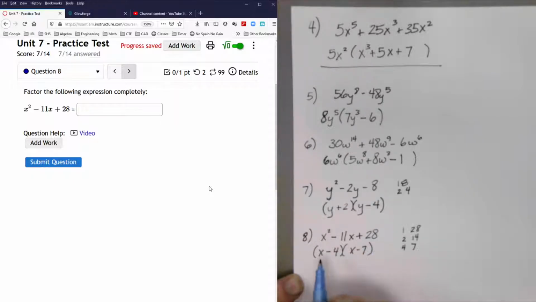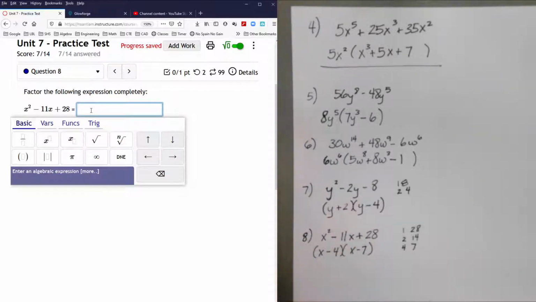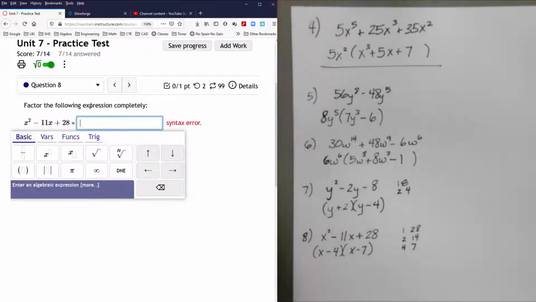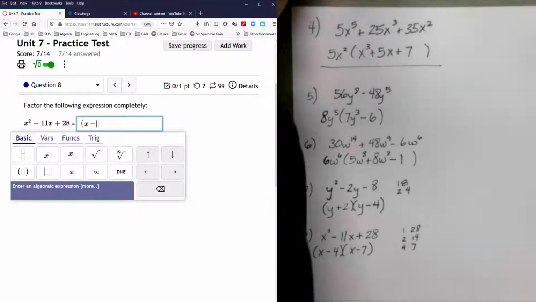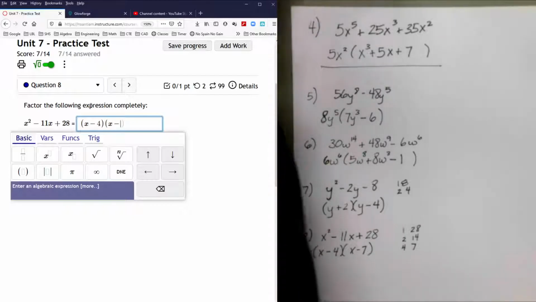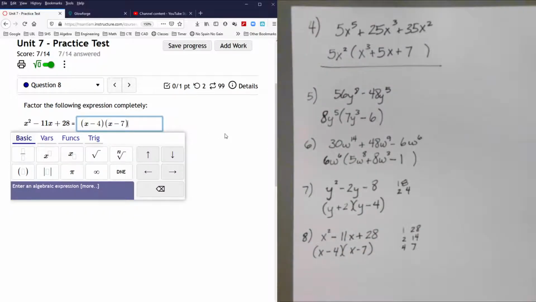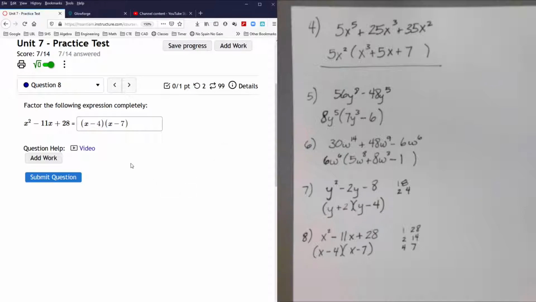And the order that I write these doesn't matter. I could write x minus 7 first and x minus 4 next. So, x minus 4, x minus 7. And if I double check these here, this is going to be negative 4x, this is going to be negative 7x. Add those together, I'll get negative 11x. Negative 4 times negative 7 gives me positive 28.